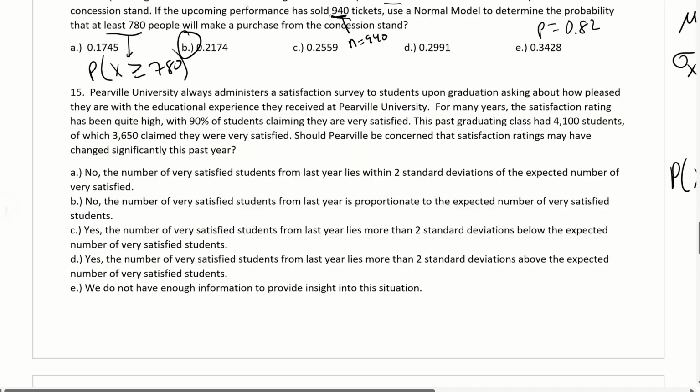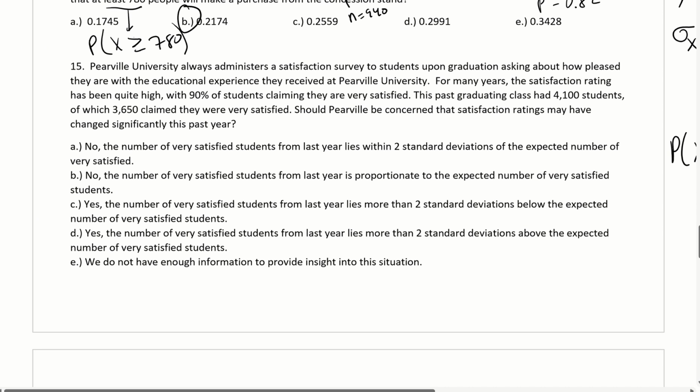Okay, number 15. Paraville University always administers a satisfaction survey to students upon graduation, asking how pleased they are with the experience they received at the university. For many years, the satisfaction rating has been quite high: 90% claimed they were very satisfied. The past graduating class had 4,100 students, of which 3,650 claimed they were satisfied. Should Paraville be concerned that satisfaction ratings may have changed significantly this past year?